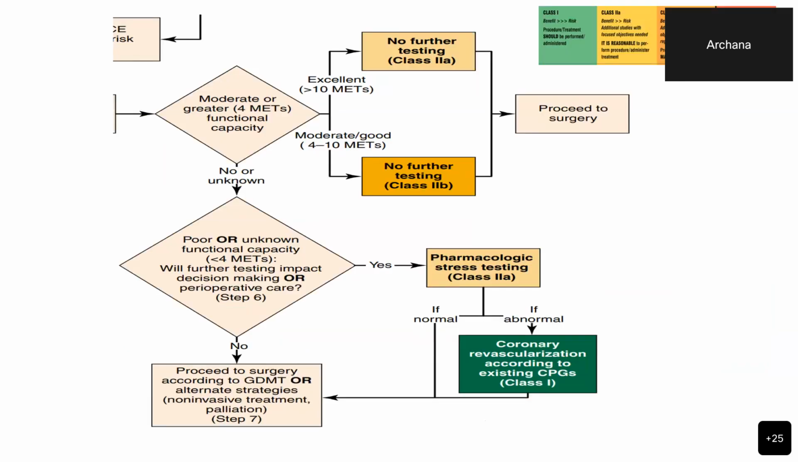But if there is any elevated risk of MACE, then you have to assess the functional capacity, which I said earlier. So moderate or greater than 4 METs is classified again into excellent, more than 10 METs, or 4 to 10 METs. These both do not require any further testing because it is reasonable to proceed with the indicated surgery. If the functional capacity is poor or unknown, that is less than 4 METs, then there comes the decision making.